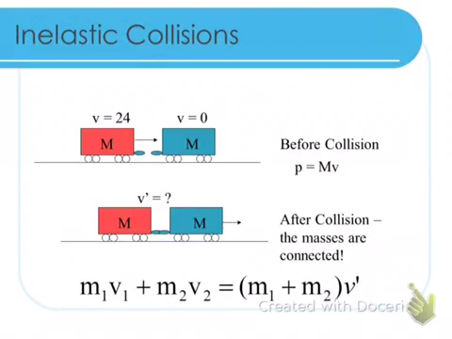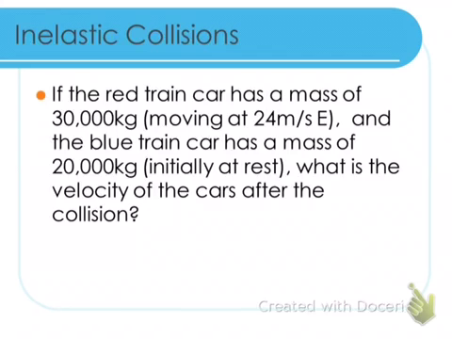All right, so let's take a look here. I'm going to give each of these cars a mass. I'm sorry, it said 10,000 kilograms; I want to ignore that. So this one says if the red train car has a mass of 30,000 kilograms, and the blue train car has a mass of 20,000 kilograms, what's the velocity of the cars after the collision? When it asks for velocity of the cars, that means we're looking at the velocity of the object as one, since the cars are now combined into one object. So let's take a look at that.